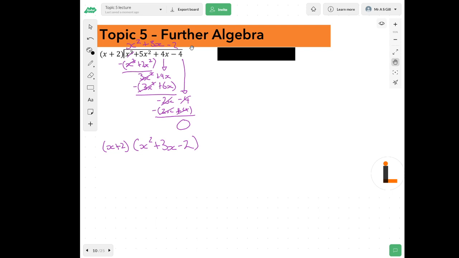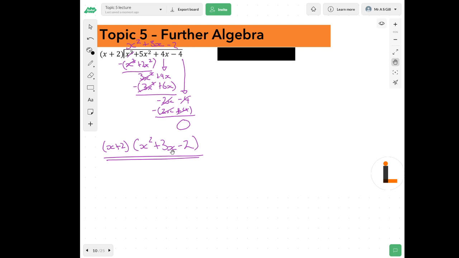Okay? This is only partially factorized, however. Right? This is a really crucial point. This is only partially factorized because we've still got a quadratic term here. And in fact, this quadratic term, in this specific case, can't be factorized. Okay, this can't be factorized. So actually, this is as far as we can go.